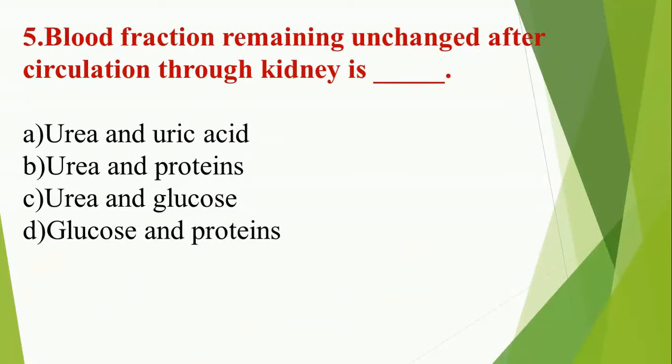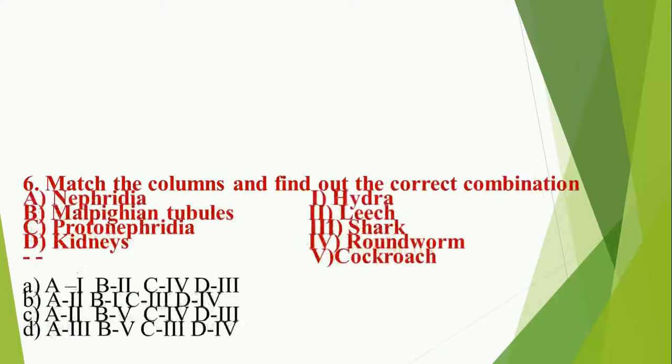Question number 5. Blood fraction remaining unchanged after circulation through kidney is. So the only thing that remain unchanged in our body is glucose and proteins because rest are all the excretory substances. Yes. So the right answer here is glucose and proteins remain unchanged after circulation through kidney.